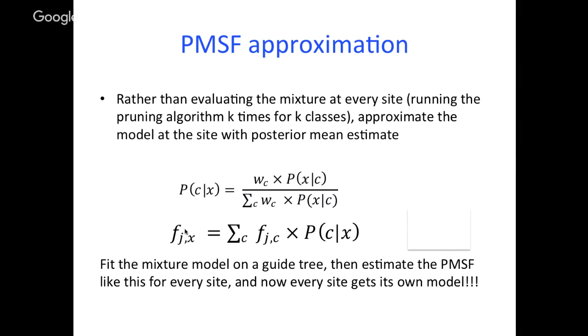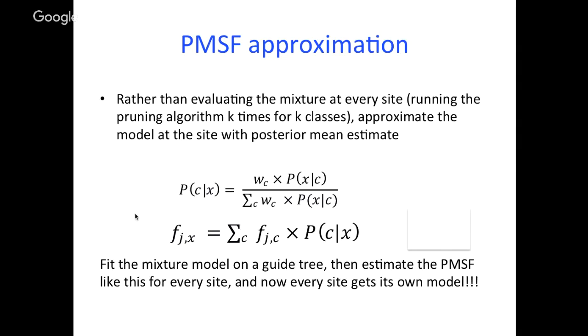So we take the frequency at a given site, X, of amino acid J, we're going to take that frequency for the given class and then multiply that by this posterior probability of being in that class at the site. And this gives us a posterior mean estimate of the frequency of an amino acid at a site. So what this means is that we can actually develop a site-specific model based on the posterior mean frequencies of amino acids coming out of a fitted mixture model.